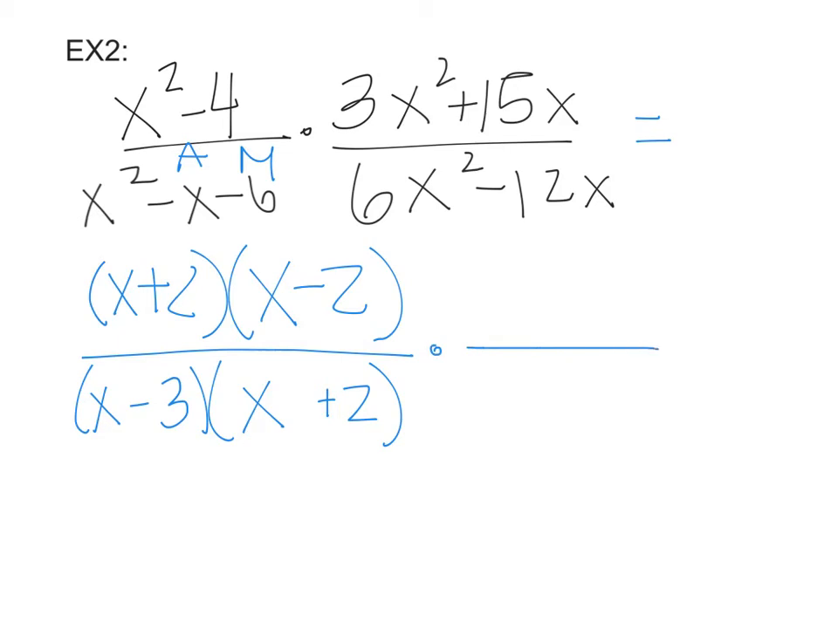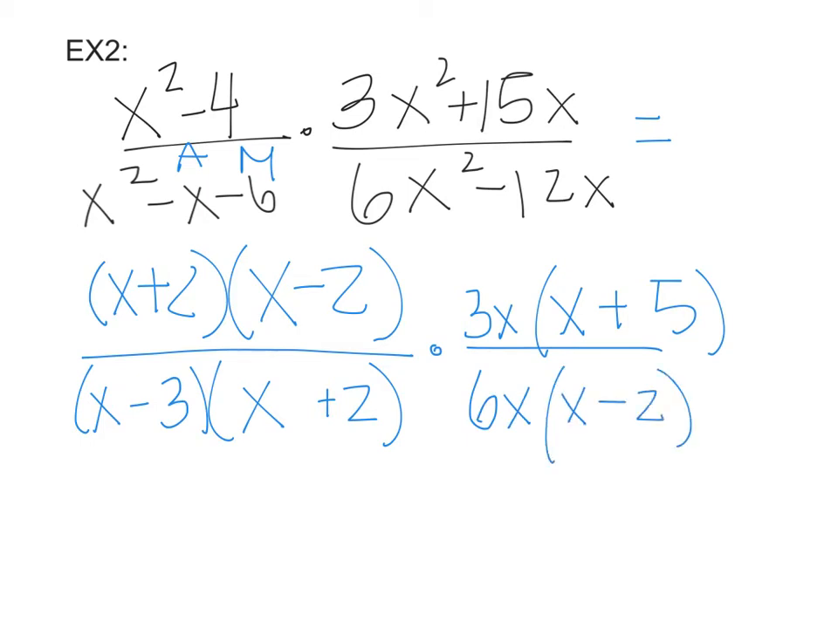Now for the second fraction, I'm going to keep going. And on the numerator, I have 3x squared plus 15x. And I look for a GCF, and I see I have a GCF of 3. And I can also take out an x. Okay, so now I'm left with x plus 5. And in the bottom, I have 6x squared minus 12x. And again, I look for a GCF first. And I see I can take out a 6, and I can take out an x. And what am I left with? I'm left with x minus 2. Okay, so now you should see that we have some common factors between the numerator and denominator.